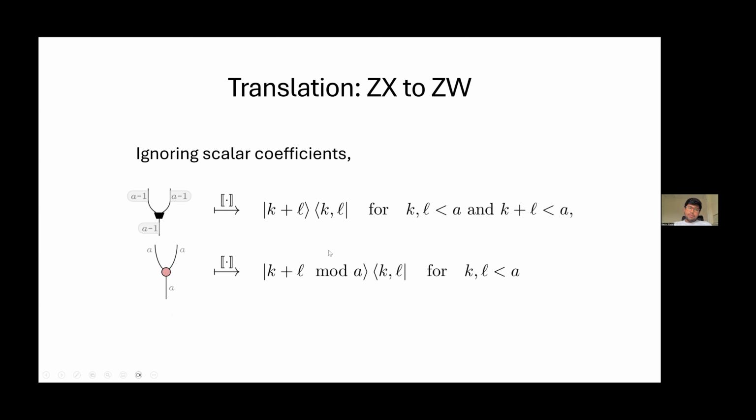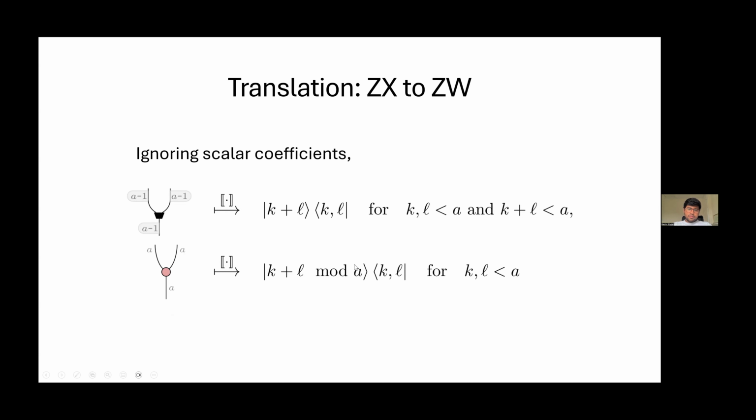So the trick here is that when we translate from ZX to ZW, we want to somehow take into account this modulo operation. So what we will do is we will first do the addition from dimension A and A to dimension 2A, so it will preserve all the information. And then we will construct this modulo A box in ZW that will send whatever number we have to that number modulo A.